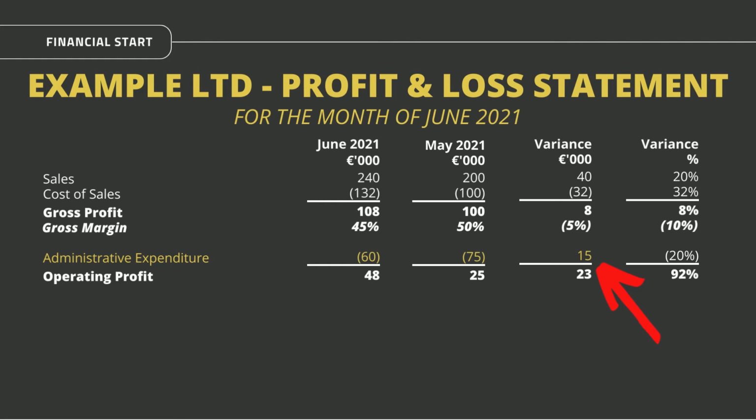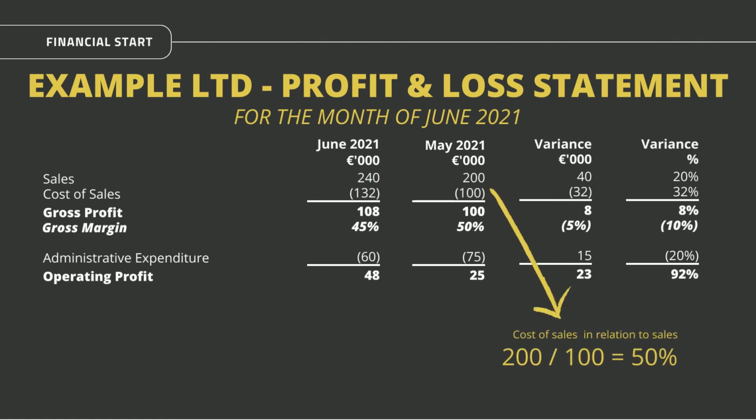On analysis, we find that in May, the managers of the business increased their advertising spend by €15,000. This has had the effect of increasing sales by €40,000 in June, or by 20%. Naturally, our cost of sales increased because of the uplift in sales.